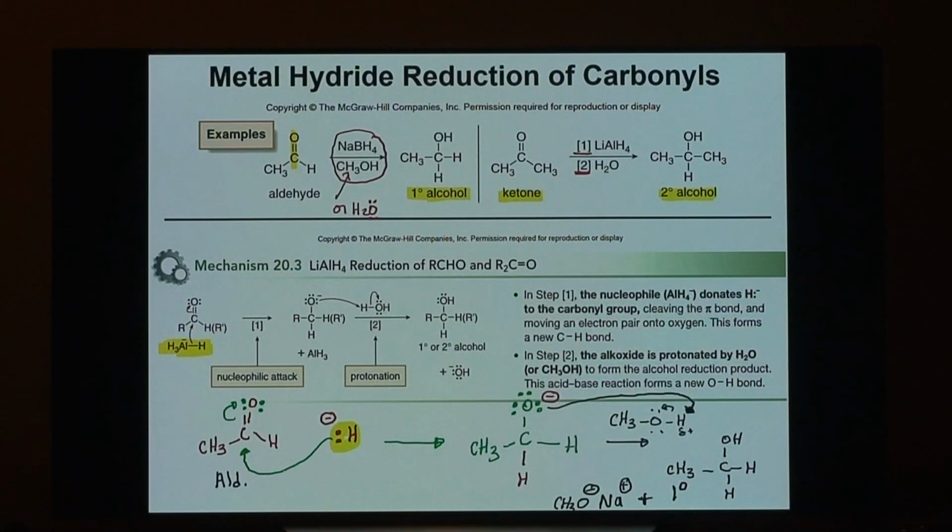You can try that same mechanism with ketones. Lithium aluminum hydride, the same thing. They do generate a hydride with a negative charge. So this is going to attack the carbon. It's going to form a negative charge on the oxygen. In the second step, the negative charge gets protonated from the water. Please try that. And you're going to form a secondary alcohol. So if you want to get a secondary alcohol, you need to start with a ketone. If you want to get a primary alcohol, you have to start with an aldehyde.